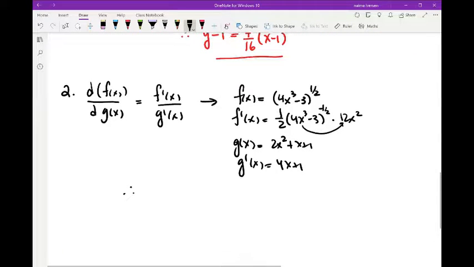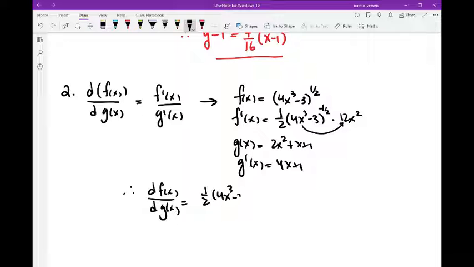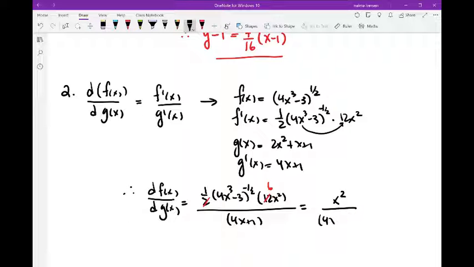So my answer is that the derivative of f of x with respect to g of x is equal to 1/2 times 4x cubed minus 3 to the negative 1/2 times 12x squared, all divided by 4x plus 1. And if we simplify that, the 2 and the 12 are going to cancel, and we're going to get an x squared on top and 4x plus 1 times the square root of 4x cubed minus 3 on the bottom. That's what you're going to get for that guy.